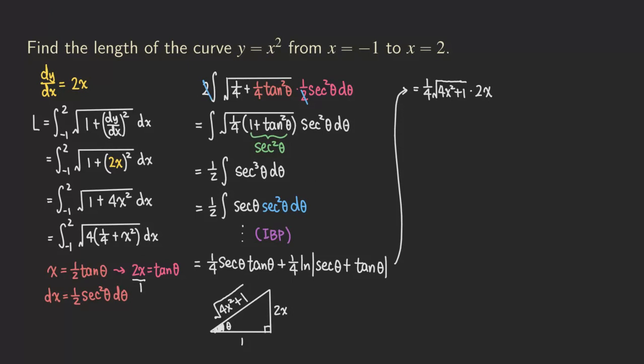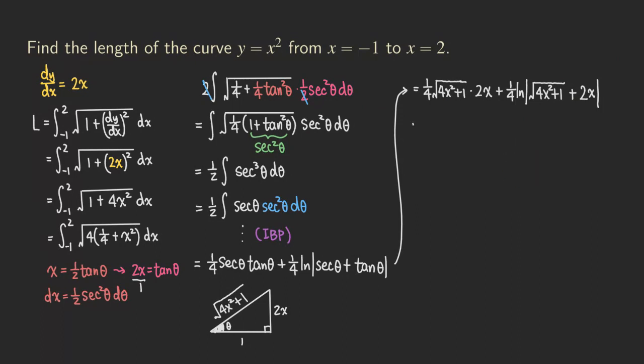And then now what's next? Plus 1/4 ln of, now the secant theta, we already figured it out, which is this expression right here. So just copy. And then plus the 2x. And so basically that's the antiderivative for this square root of 1 plus 4x squared right here. Okay.